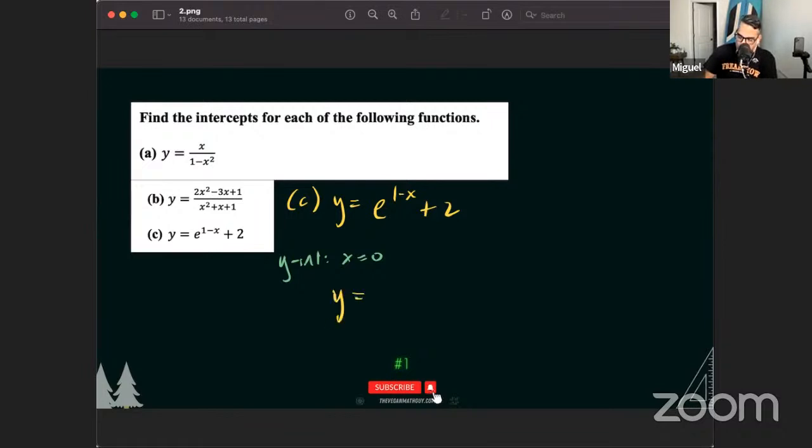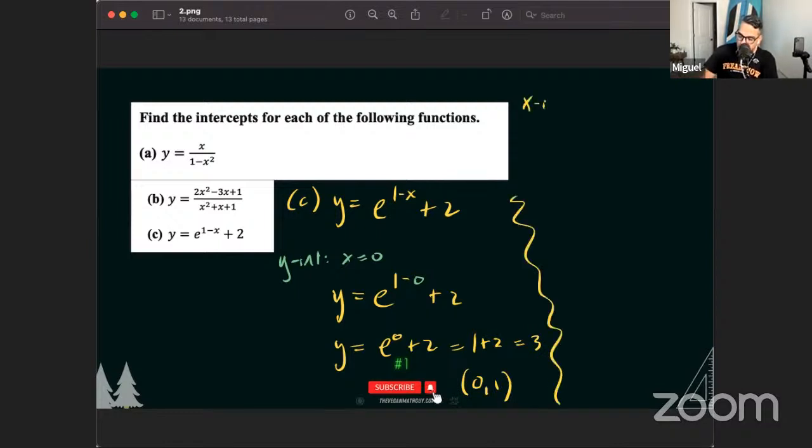So y equals e to the power of 1 minus 0 plus 2. Let's simplify that. Y is equal to e to the 0 plus 2. E to the 0 is 1. So we have 1 plus 2, which is 3. So my y-intercept is going to be 0, 3. Hopefully I have enough space to write everything out.